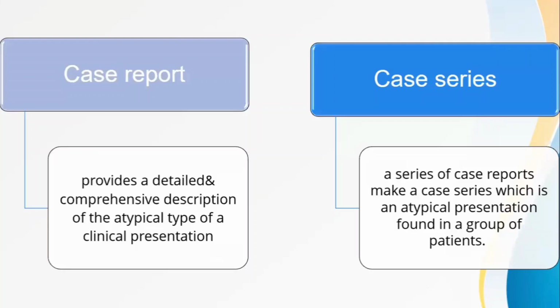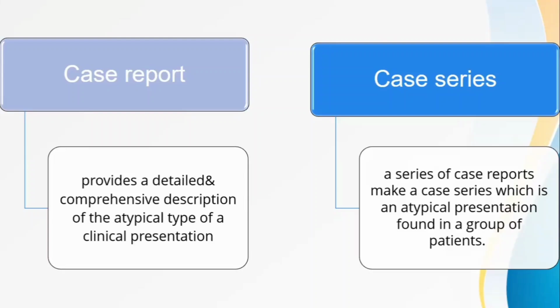What do you mean by case report? It provides a detailed and comprehensive description of an atypical clinical presentation. It is one of the earliest forms of research and provides an opportunity for the investigator to describe the observations that make a case unique. Case series: it is a series of case reports of an atypical presentation found in a group of patients. Many case reports and case series are anecdotal and of limited value.